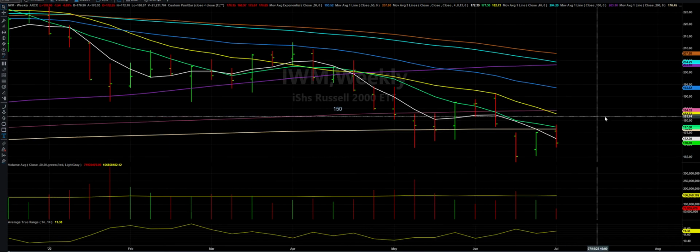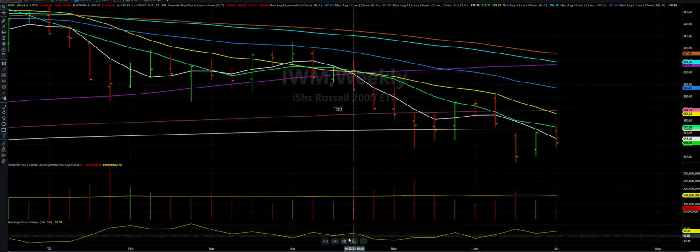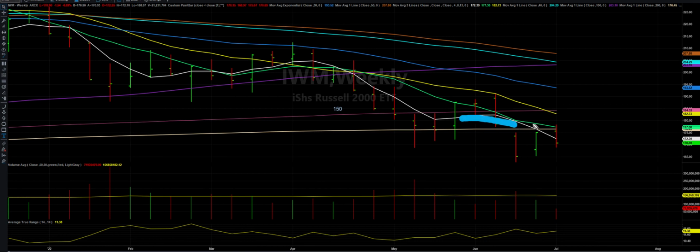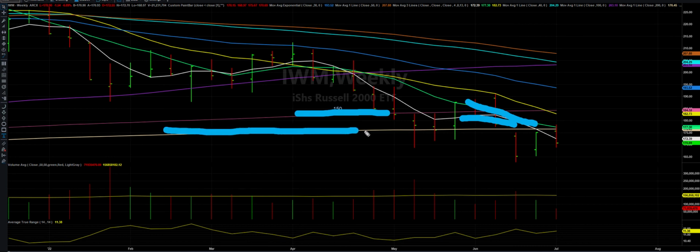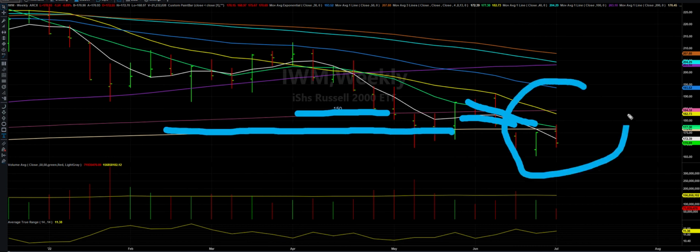Okay, look at that IWM. All right, you see the structural chart right here. Closing below a downward trending 4-week moving average. Closing below a downward trending 8-week moving average, the green line. It's well below the 150-week, and it's below this brown line here, which is the 200-week moving average. Look, the momentum is clearly to the downside for the IWM.